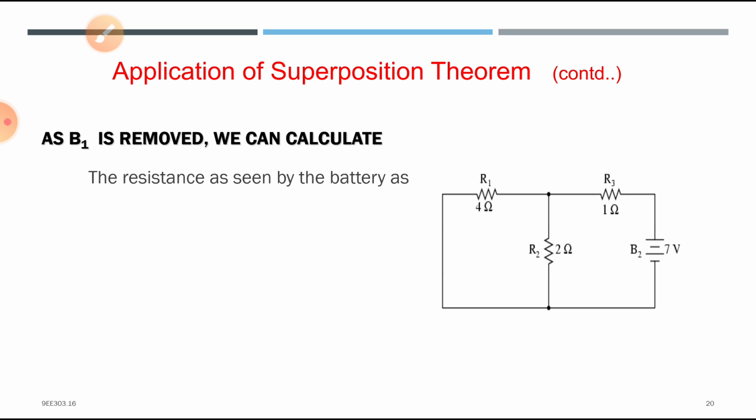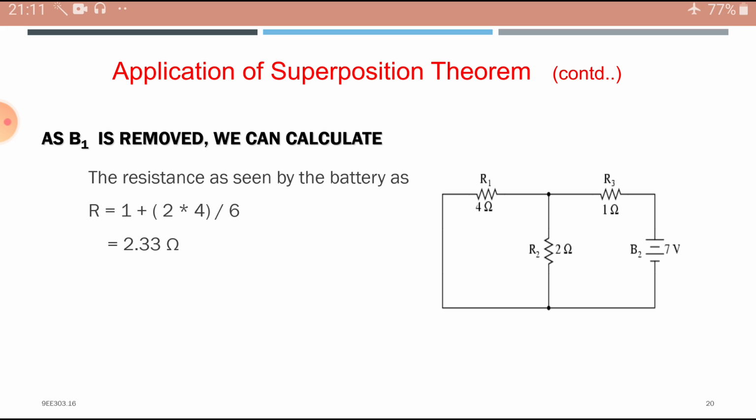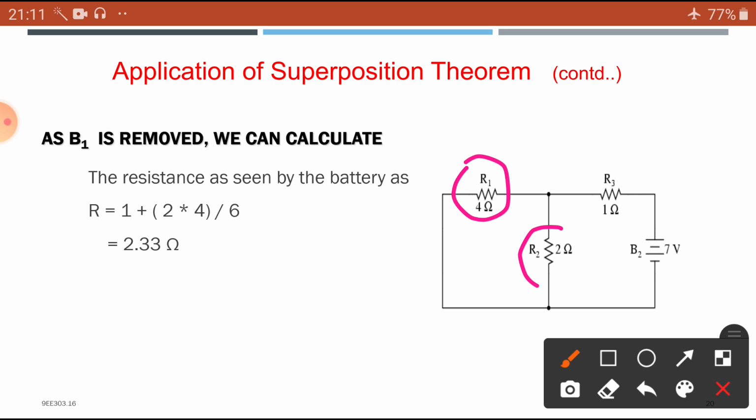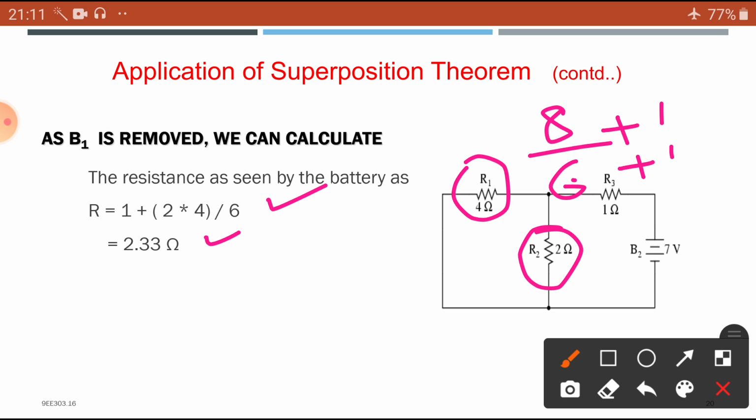The resistance as seen by this one. What will happen? R1 and R2 are in parallel. What is the total resistance? Simply calculate it. This one and this one are in parallel. Now what is the value? 4 into 2 is 8, by 4 plus 2, 6. That is the parallel resistance, and with the series 1 plus 1, we are going to get nearly 2.33.